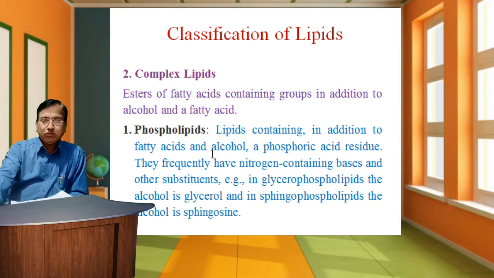The first complex lipids are the phospholipids. Phospholipids are formed by fatty acids plus alcohol plus nitrogen bases plus phosphate. They are lipids containing, in addition to fatty acid and alcohol, a phosphoric acid residue. They frequently have nitrogen-containing bases and other substituents. For example, in glycerophospholipids the alcohol is glycerol, and in sphingophospholipids the alcohol is sphingosine. These are two examples of phospholipids.